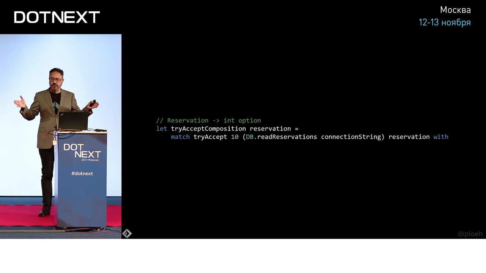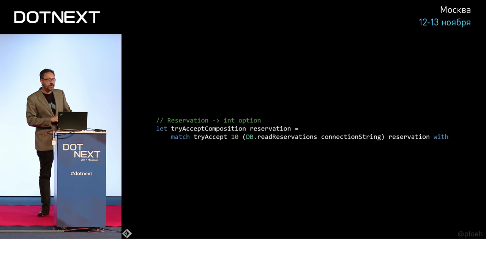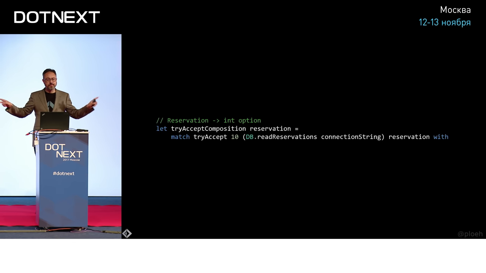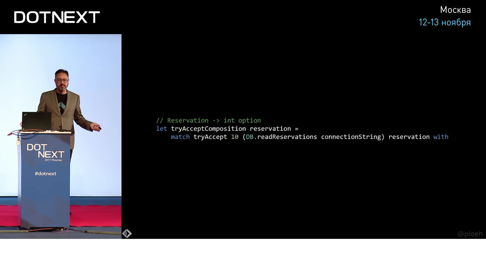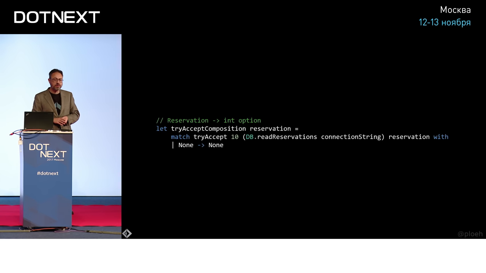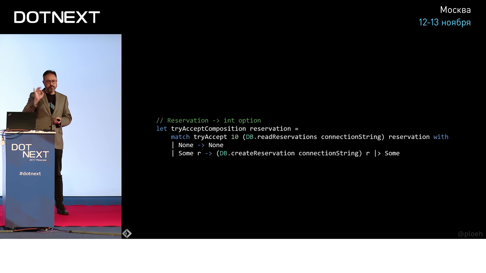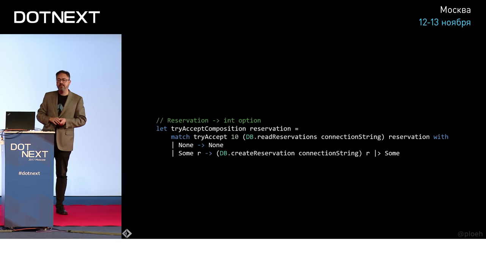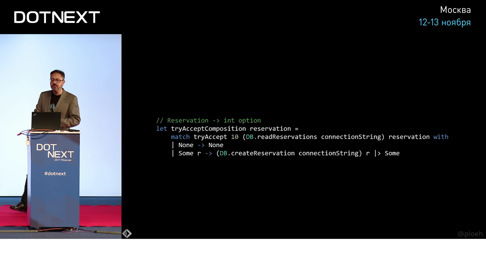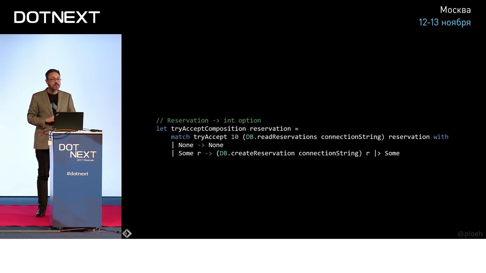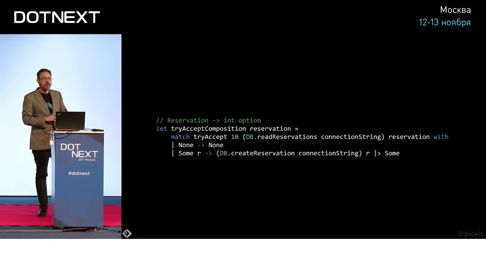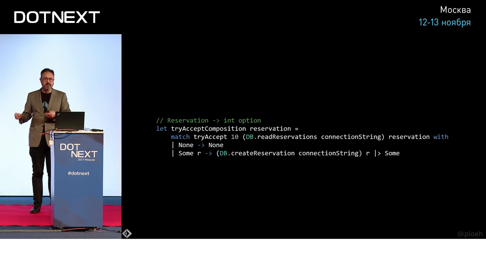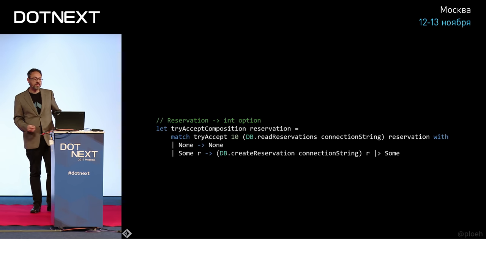So this is a full function call. It only takes three arguments now, and it returns a reservation option. And you'll notice that I've surrounded this function call with match with, and that means I can do what's called pattern matching. So I'm just going to say, well, if the return value is None, I'm just going to return a new None. But if it's Some, I can pull the reservation R out of the Some case, and I can use that as an input argument to db create reservation, partially applied with the connection string. And that's going to return an integer, the ID that's created in the database, and then I'll just take that integer and put that in a new Some case.